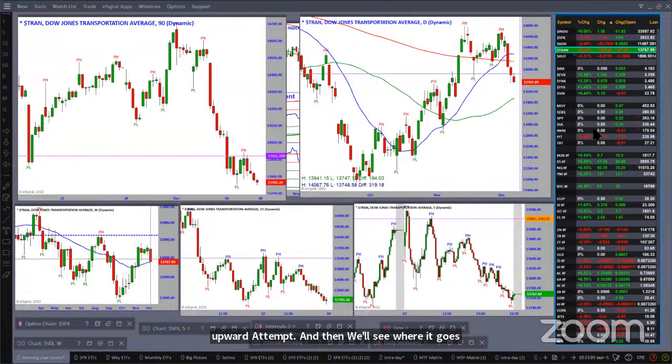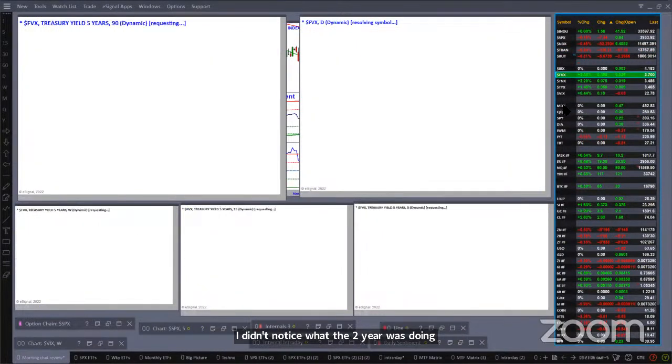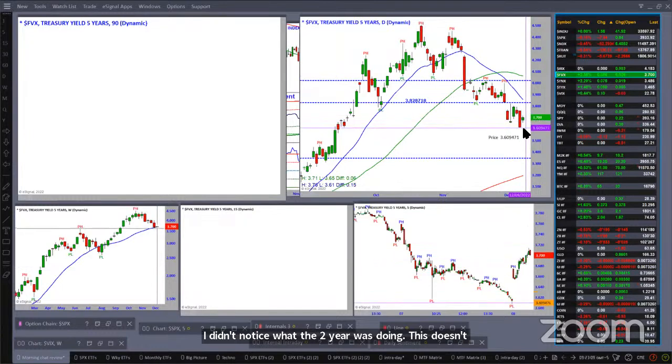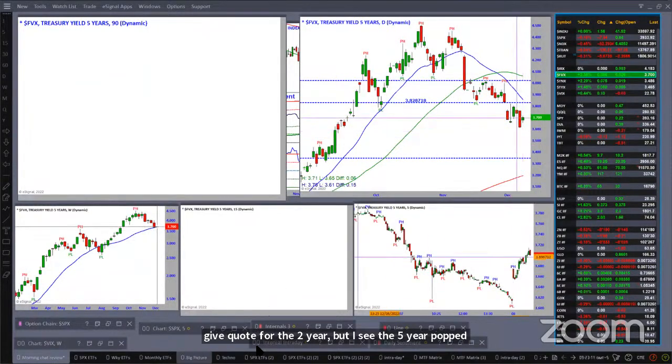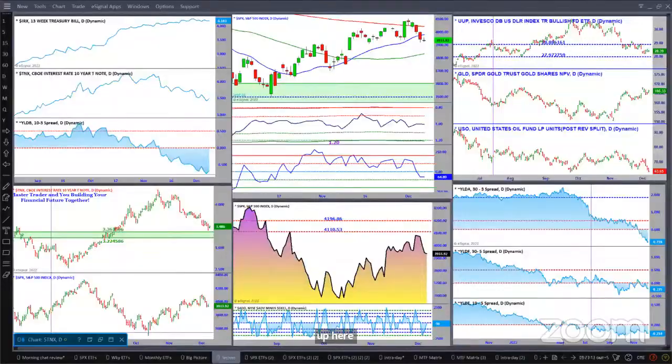I didn't notice what the 2-year was doing. This doesn't give a quote for the 2-year, but I see the 5-year popped up here. And I don't think things are going to change much as far as these inverted yield curves.